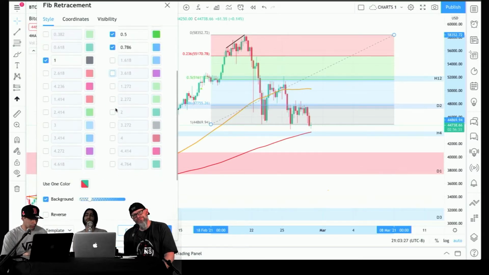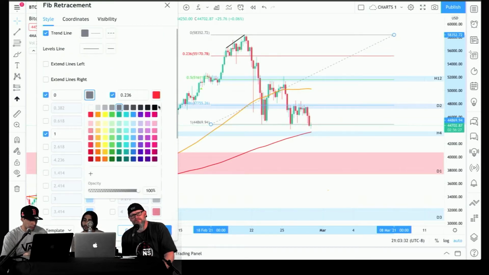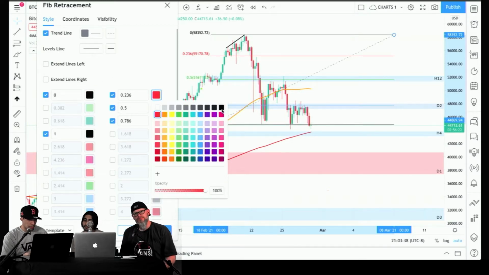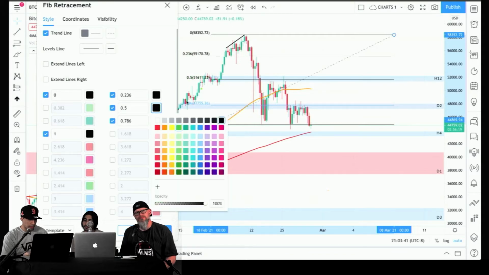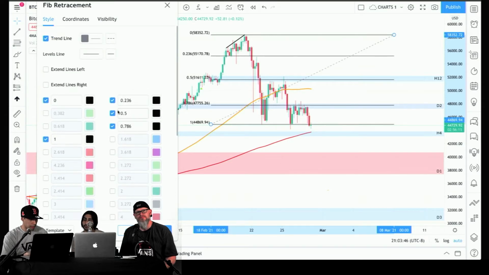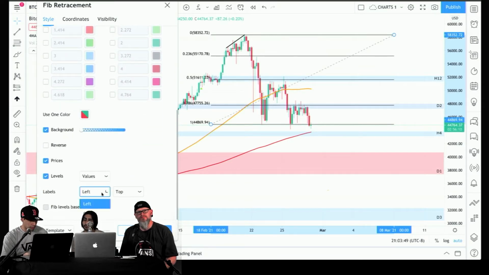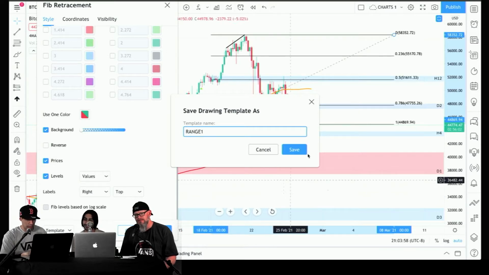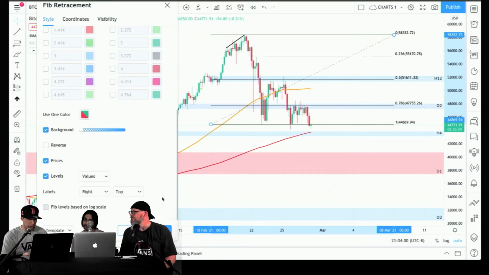We're going to turn off the background, and we're going to change these lines all black. And I like my numbers on the right side, the labels, right? So you can go down here and you can save as range, right? So now anytime you want to use this as a range, you save that as a range. You go down in there, change it to range, right?